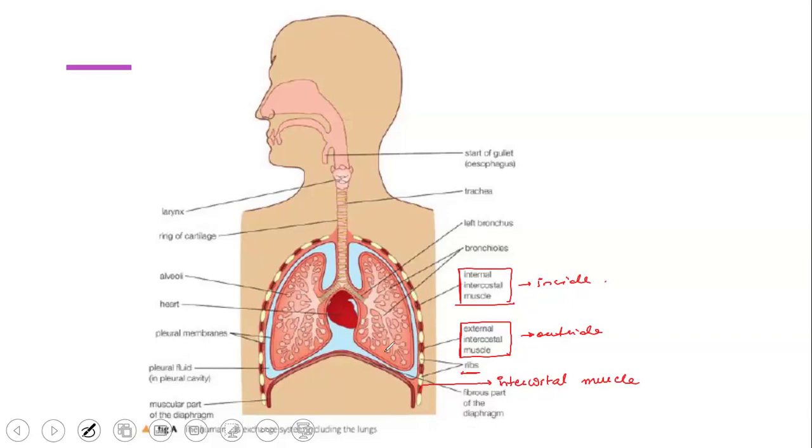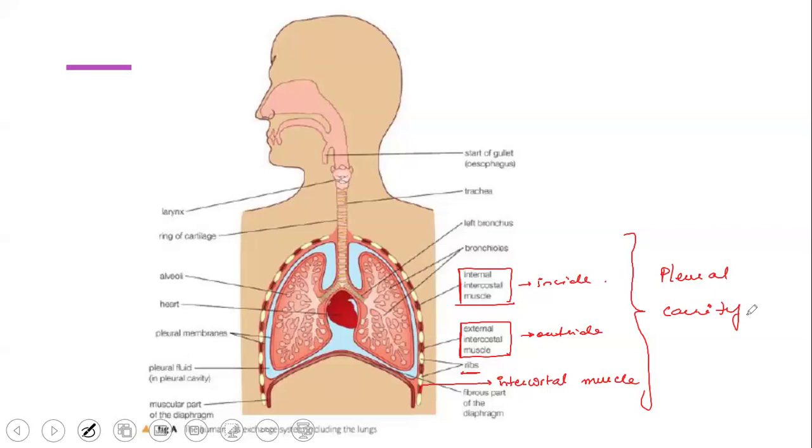This cavity, this compartment, this area, we call it the pleural cavity. This entire thing is known as our pleural cavity. So our lungs are found in the pleural cavity. Now, the entire cavity is surrounded by a lining. That lining is covering the entire cavity, the walls of the cavity.